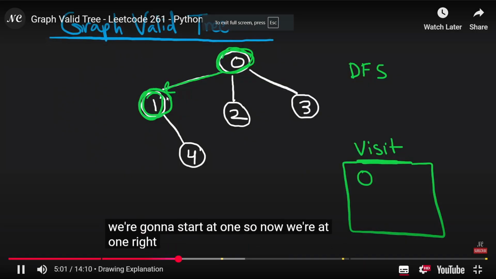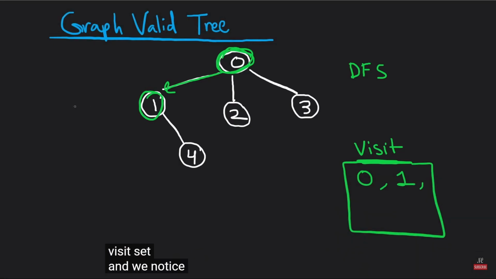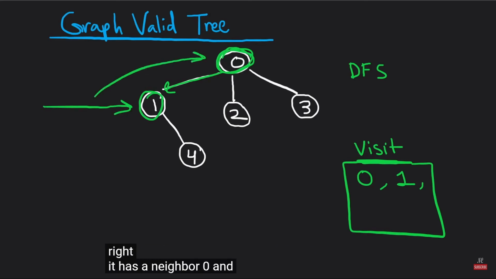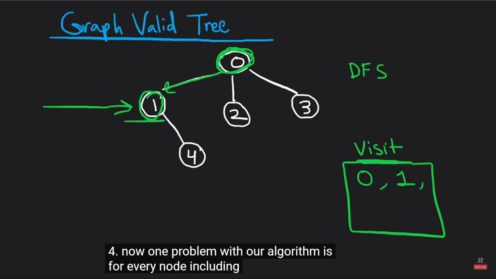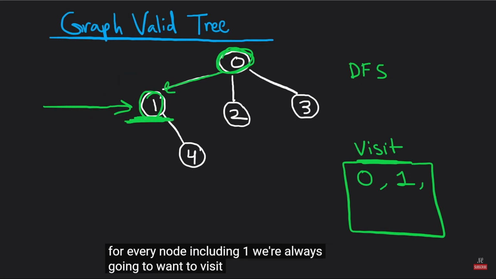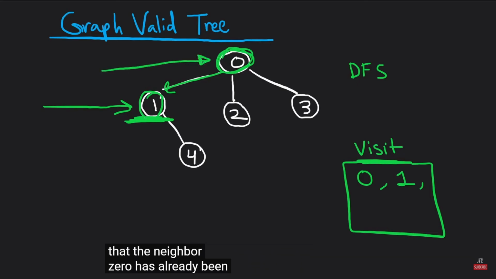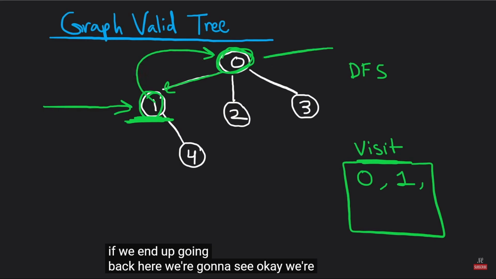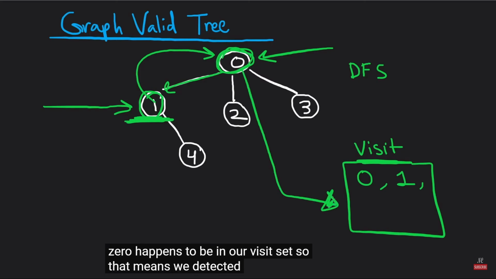So now we're at 1, right? We're going to go ahead and add 1 to the visit set. And we notice 1 has 2 neighbors, right? It has a neighbor 0, and it also has a neighbor 4. Now, one problem with our algorithm is for every node, including 1, we're always going to want to visit every single neighbor it has. We know that the neighbor 0 has already been visited, right? So if we end up going back here, we're going to see, okay, we're visiting 0 again. 0 happens to be in our visit set, so that means we detected a loop.